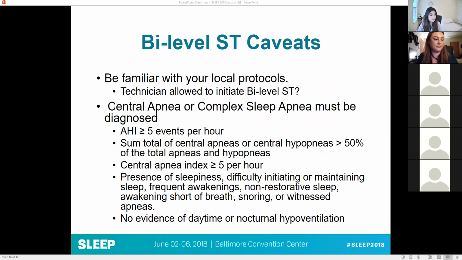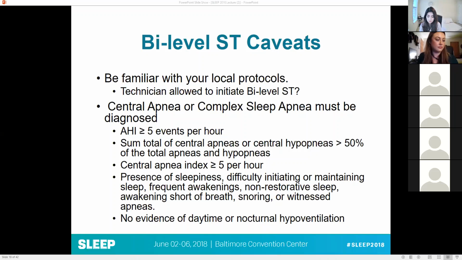So I think it is important to be familiar with your local protocols. And I allow our techs, because most of them, we're lucky, have a respiratory therapy background. So they're very comfortable with ventilation type modes. We do a lot of AVAPS, which is really a volume assured pressure support. That's really what we do most of our COPD patients with now, or neuromuscular patients.